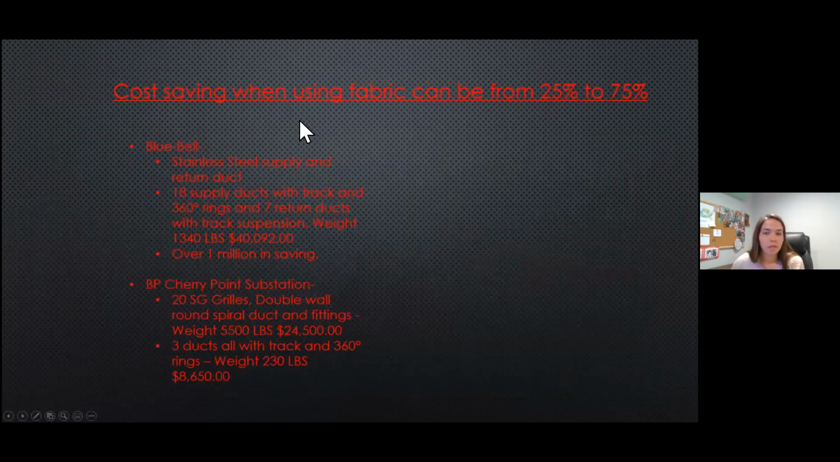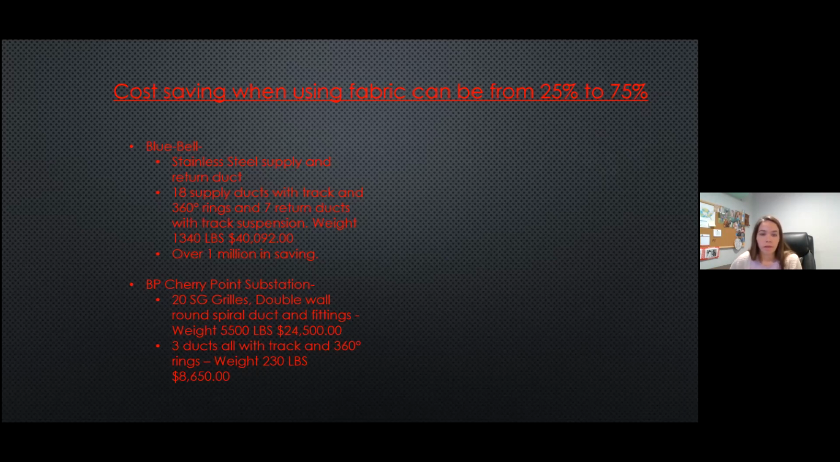And then the last thing I wanted to talk about is cost savings with fabric. We can save anywhere from 25 to 75%. We've had a few jobs where we have had significant savings, and one of them was our Bluebell plant. Originally that was designed with stainless steel supply and return ducts. We quoted them just our premium duct, which is just a permeable duct with an antimicrobial coating, since this would be in a food environment. And we provided it with our 360-degree rings as well as our track suspension that has the N-track in it. And we also supplied 7 return ducts on that job, and we saved them over $1 million.